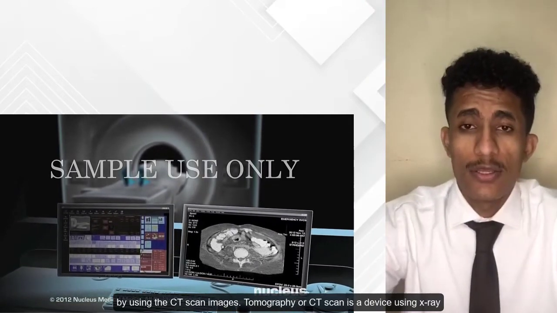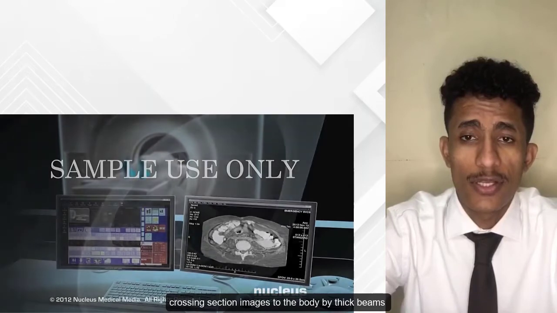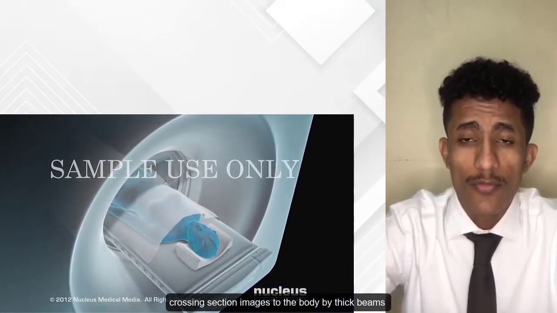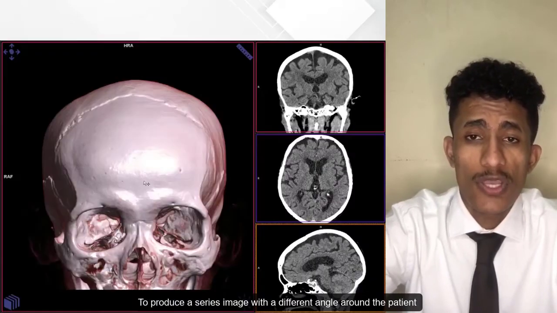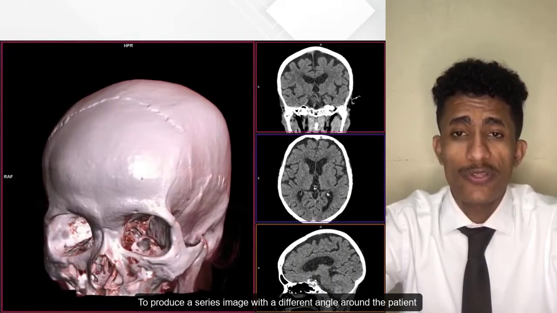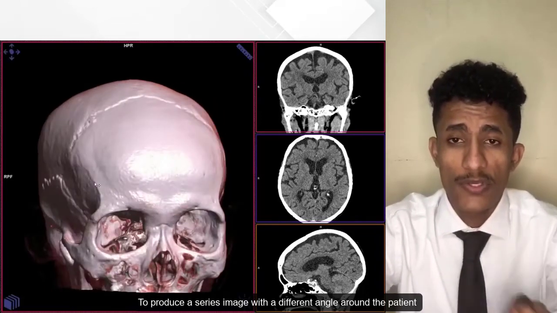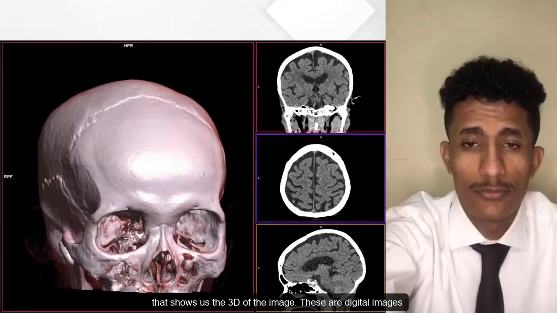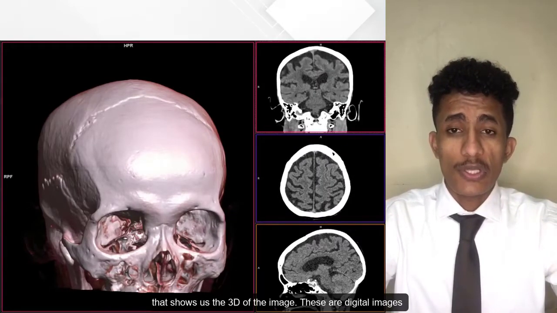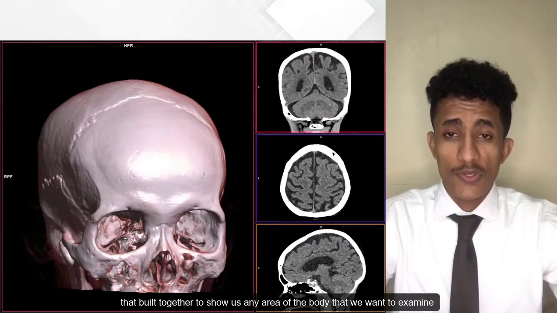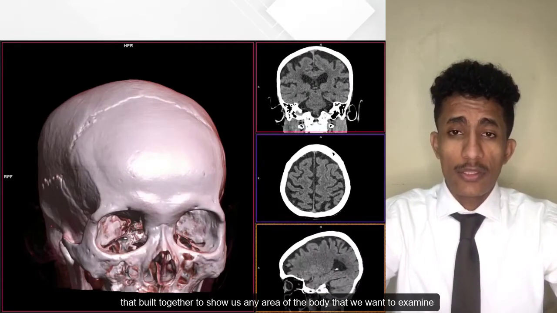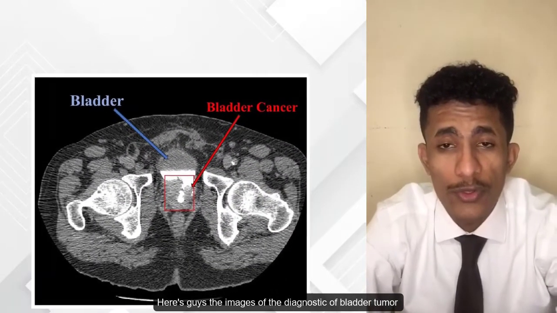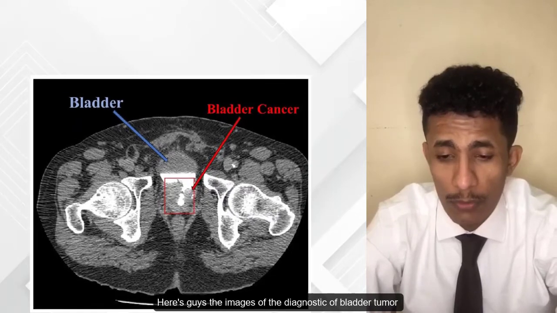Tomography or CT scan is a device using X-ray to produce cross-section images of the body by thin beams, to produce a series of images from different angles around the patient that show us the 3D of the image. Those are digital images that are built together to show us one single image of any area in the body we want to examine.